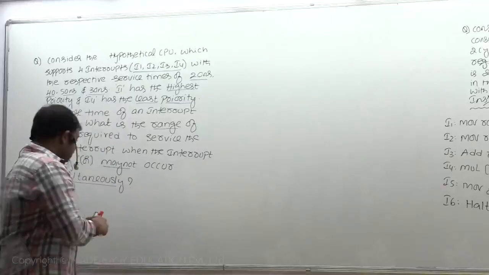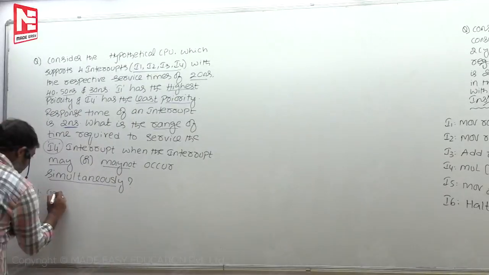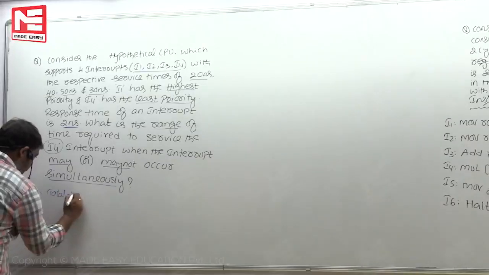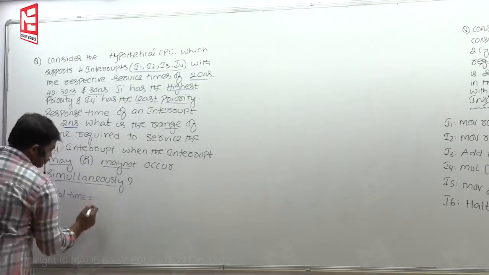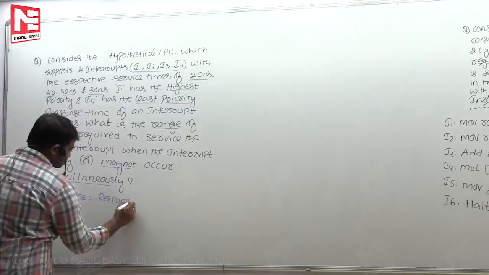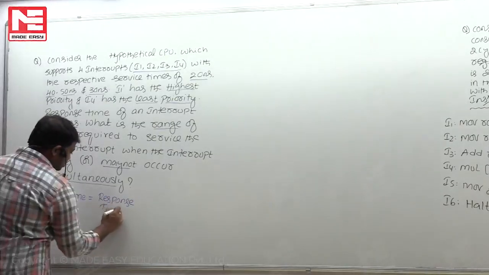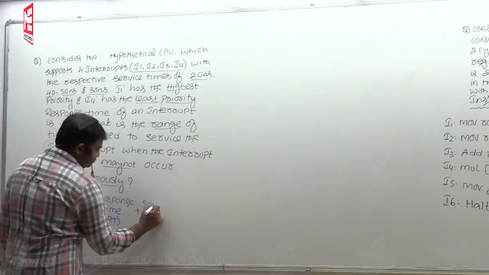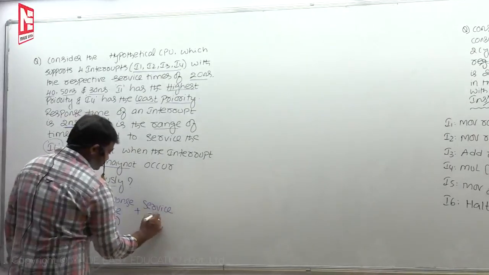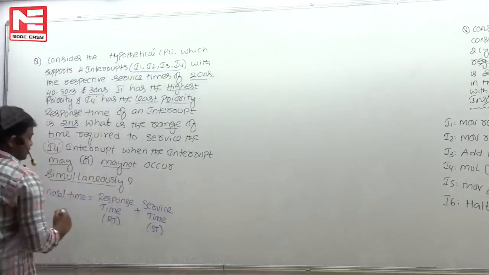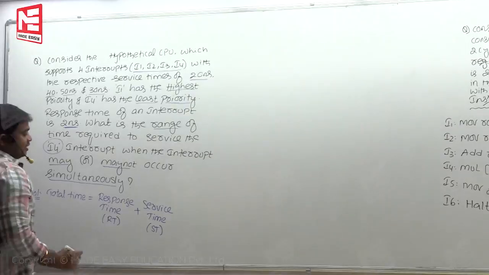Clear now? Right. Now total time equal to response time, let us denote RT, and service time, denote with ST. This is the total time required to service the interrupt.